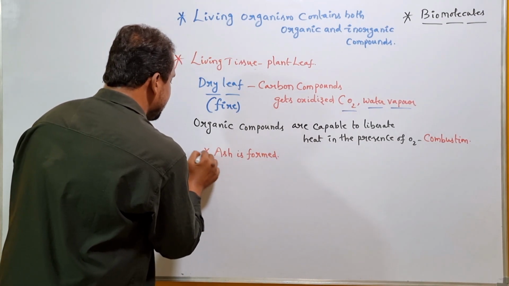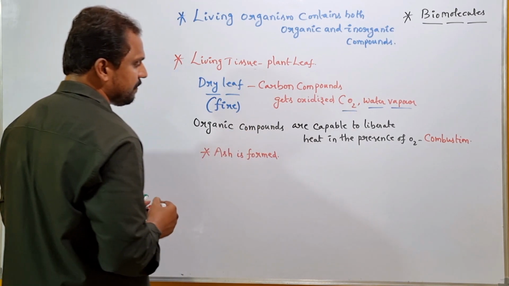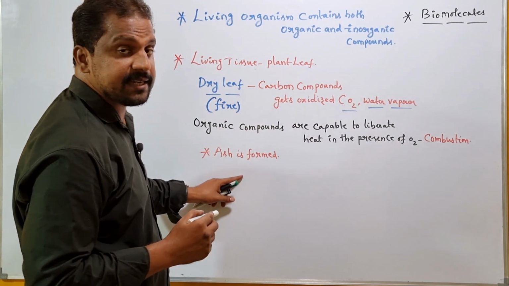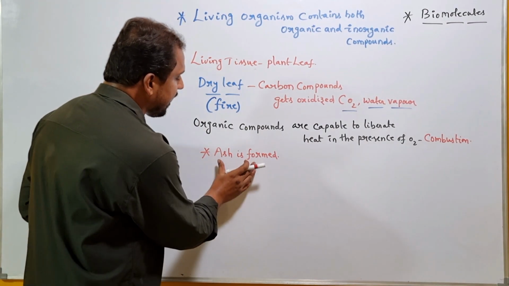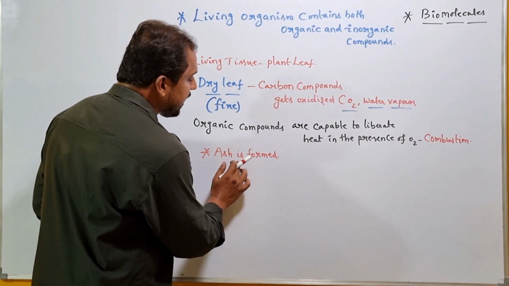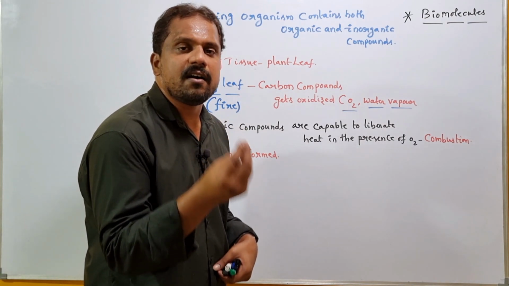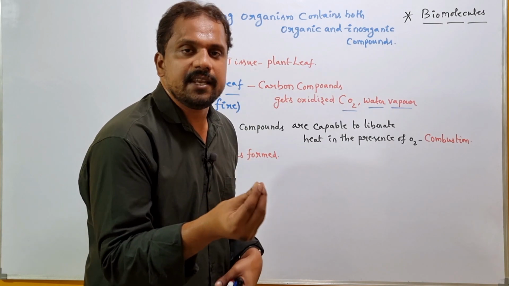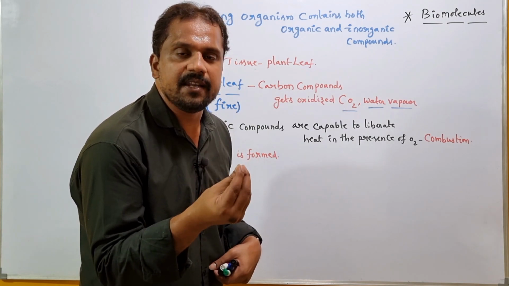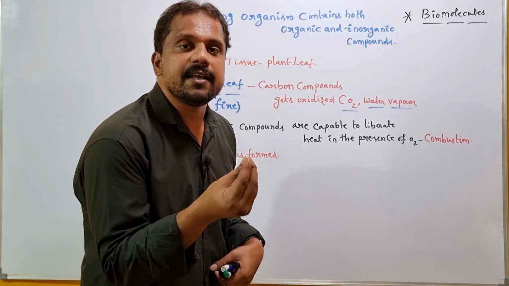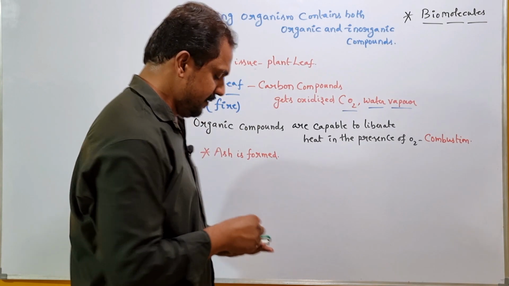So the particular ash which has formed after burning all the organic compounds contains many inorganic elements. Is it clear? The particular ash which has formed contains many inorganic elements. So what are the various inorganic elements here? They include calcium and magnesium, and the ash also contains certain inorganic compounds like phosphate and sulfate.